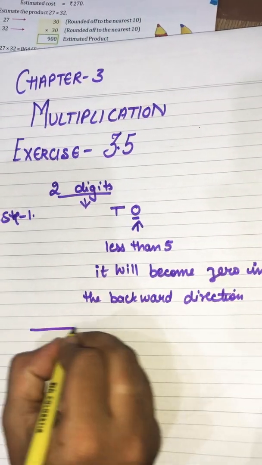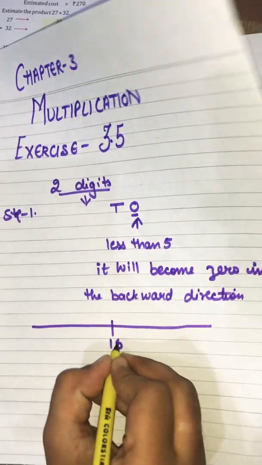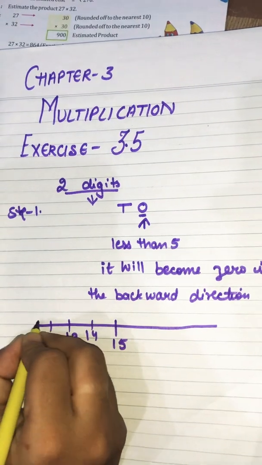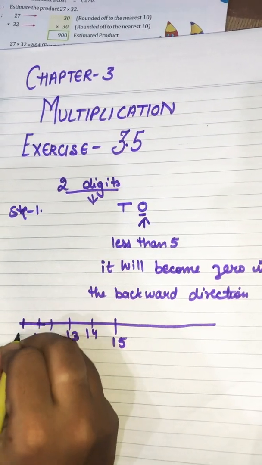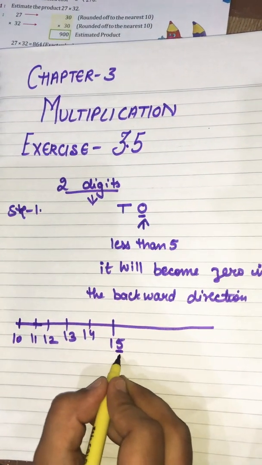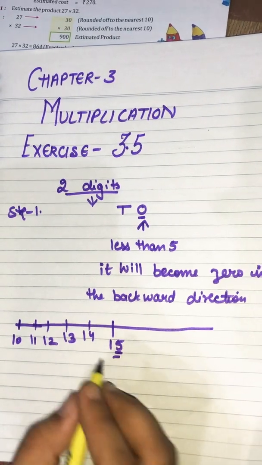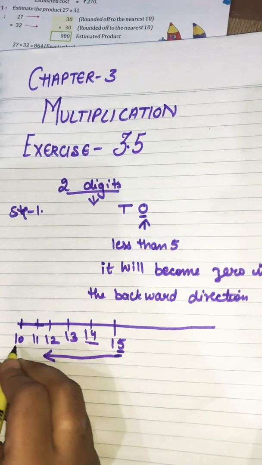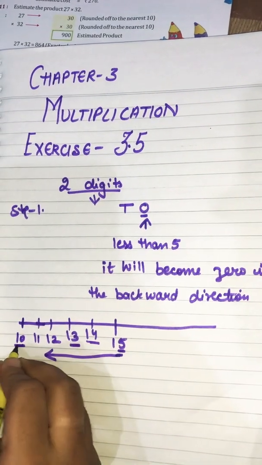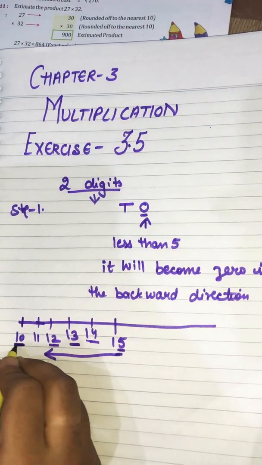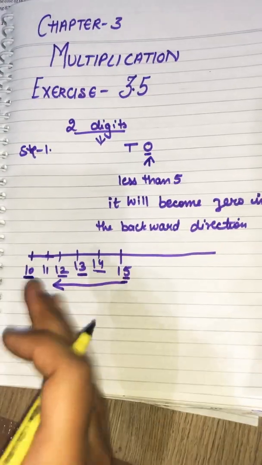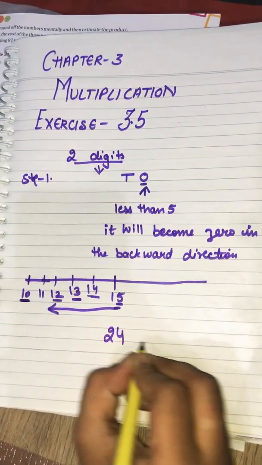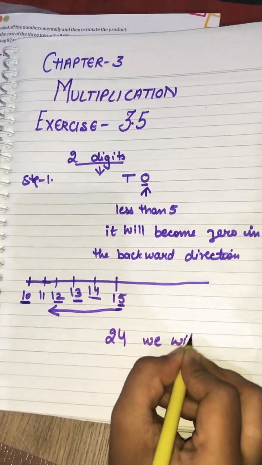Like if I go through this table, like 15, 14, 13, 12, 11 and 10. If we have any number less than 5, we will make that 0 in the backward direction. If we have 14, we will make it 10. If we have 13, we will make it 10. If we have 12, we will make it 10. We have done it in every situation. Like if we have 24, we will make it 20.